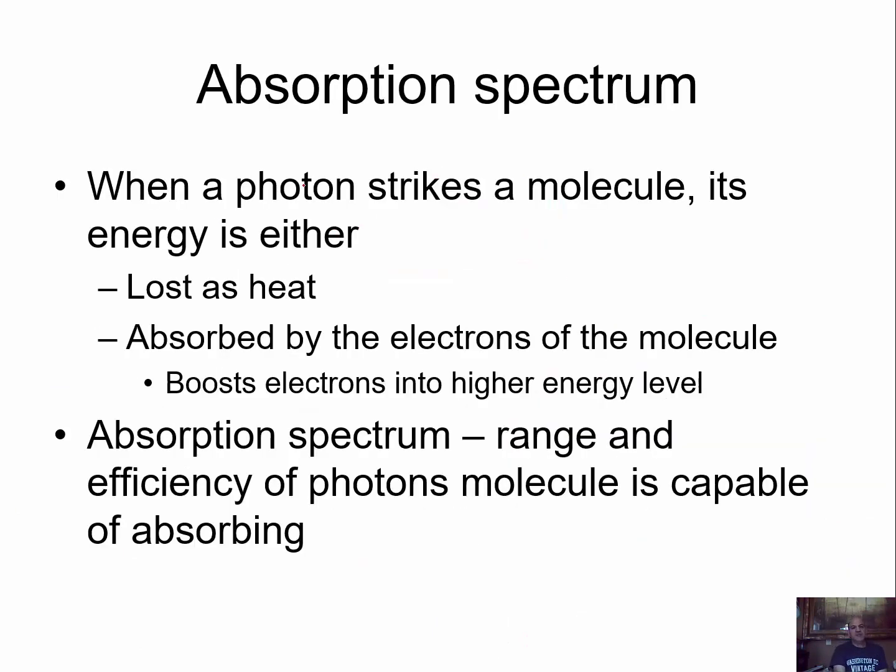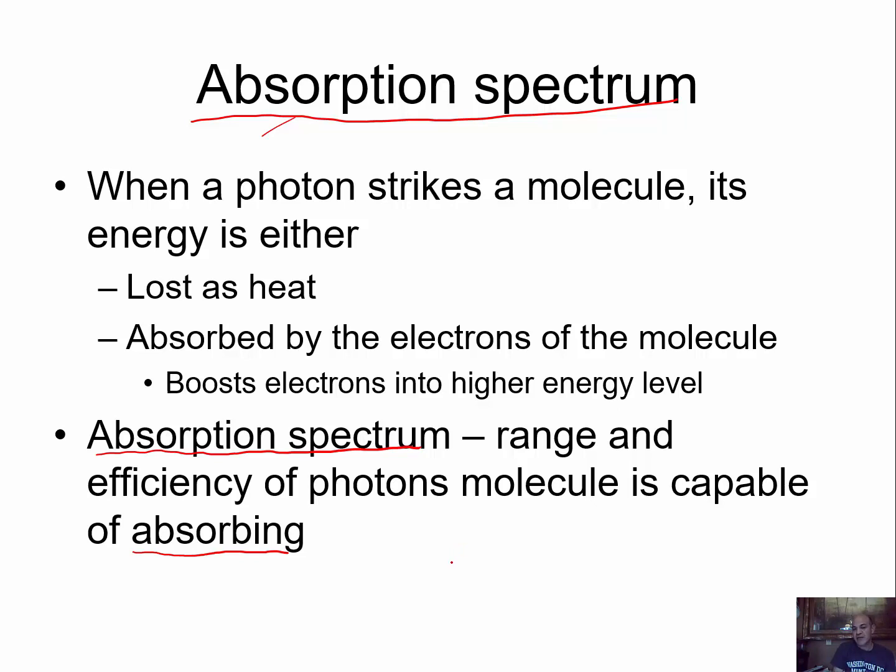So what is an absorption spectrum? This is another vocabulary word. Looking at the definition down here, the absorption spectrum is the range at which the photons striking a molecule are capable of being absorbed. We're going to look at the entire range for a substance or a molecule, and we want to study what types of wavelengths these molecules or substances are most capable of absorbing.